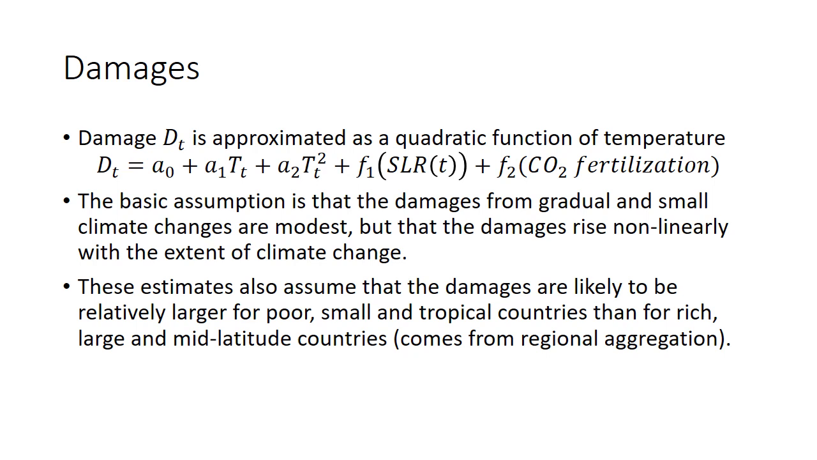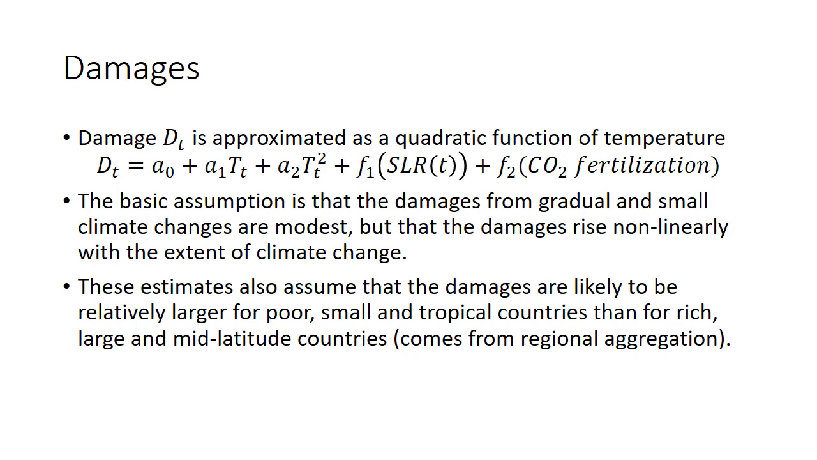Damages are approximated as a quadratic function of temperature. D_t is the damages today, which is equal to A0, that's our intercept. In the model that I'm going to give you, A0 is equal to 0, assuming that 0 temperature increases are equated with 0 damages. So there's no jump right at a marginal change in temperature.